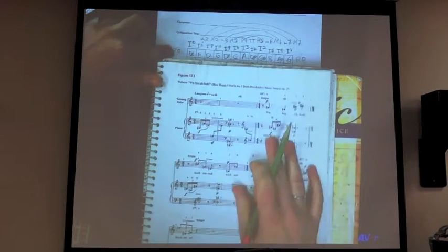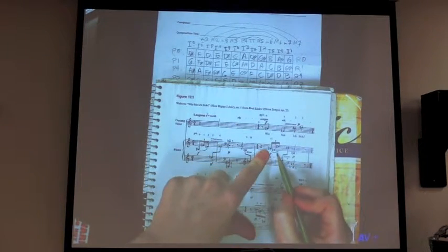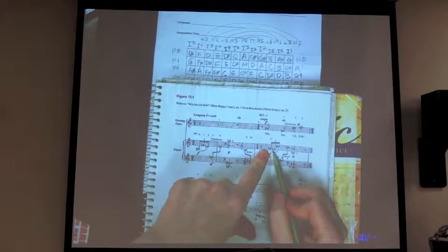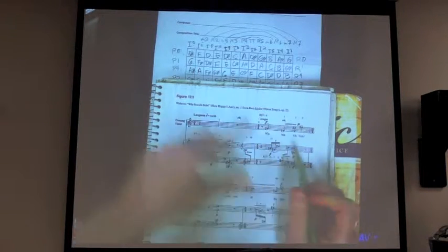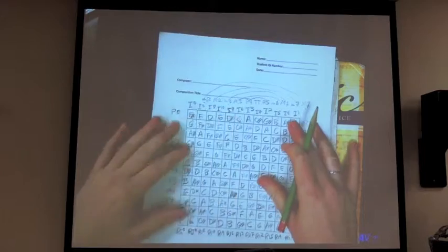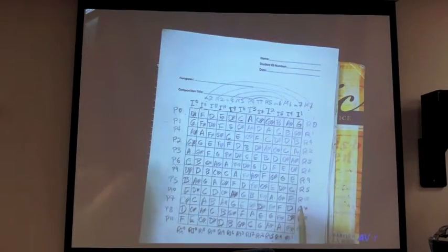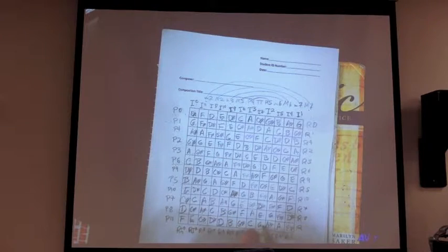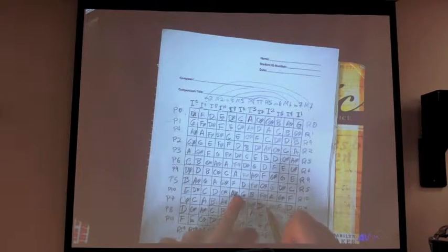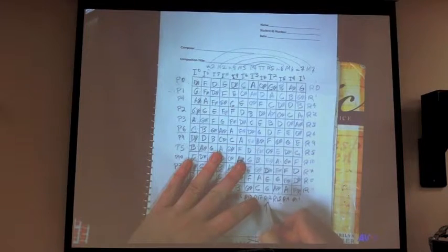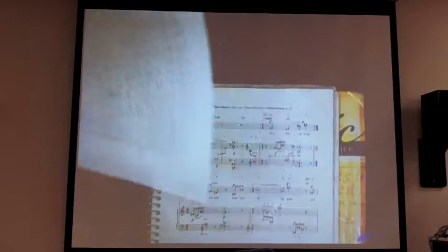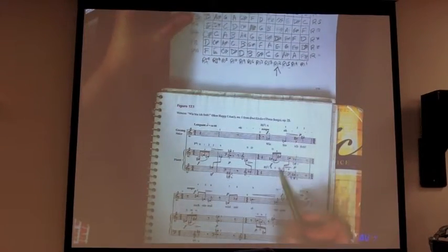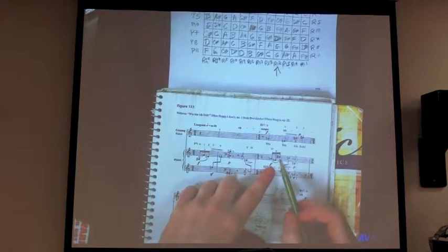Now, here we get a combination of G, E natural, and G sharp, or D sharp, right? So G, E, D sharp. So we've got to look at our list, our matrix, right? We've got to look for something that goes G, E, D sharp. And we're looking around, check it out, G, E, D sharp. So it could be this guy, retrograde inverse 2. So let's check it out. Let's see if we can find more evidence to support that.